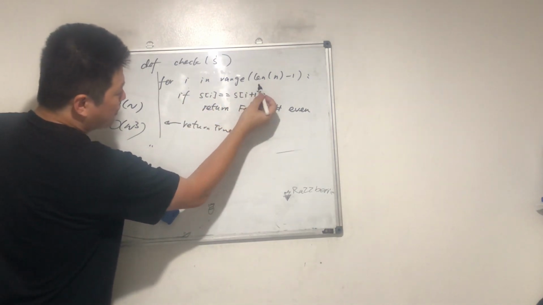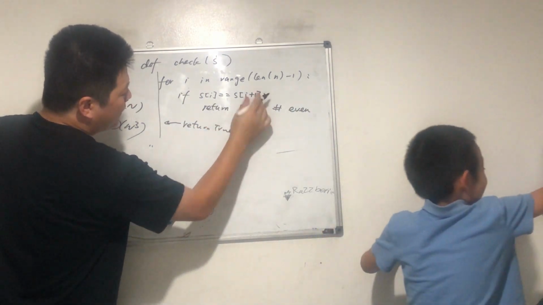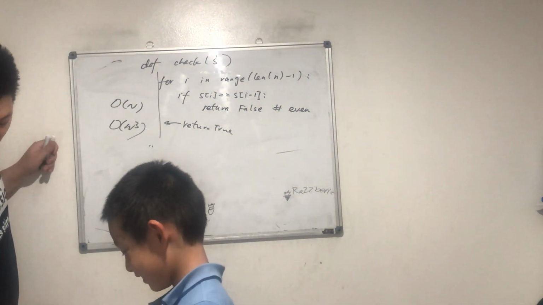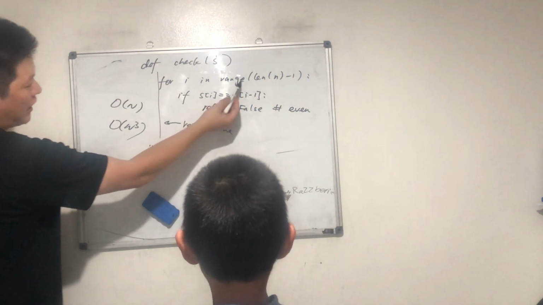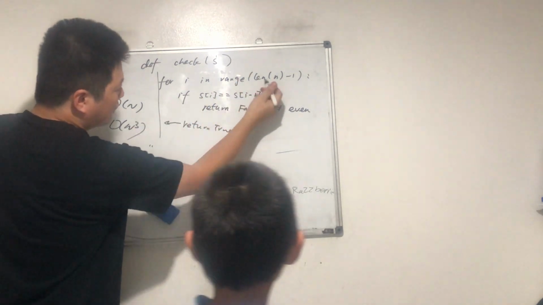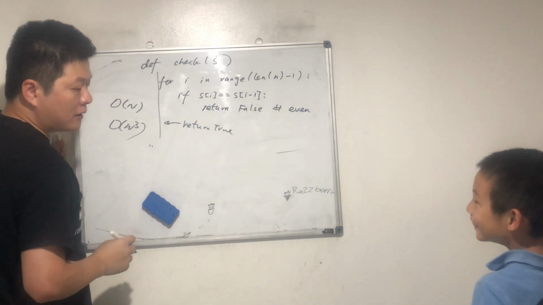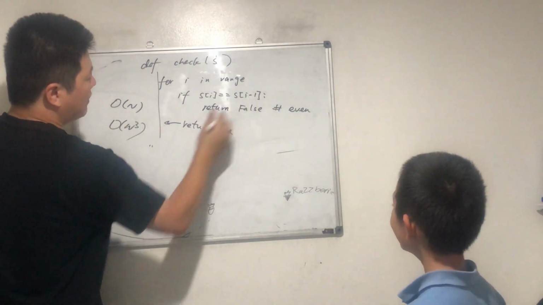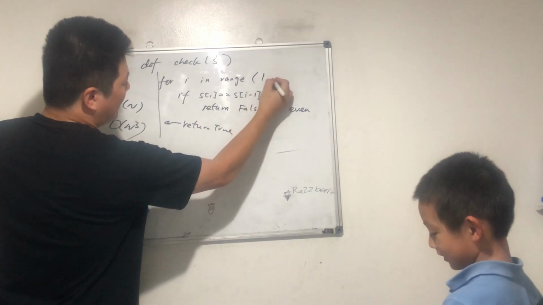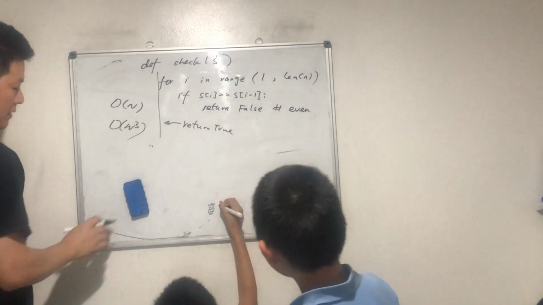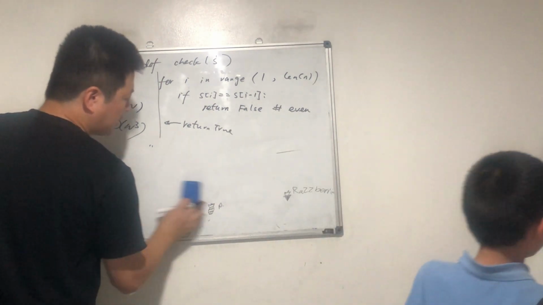For i in range up to s i, if I want to change this to s minus 1, what should I do? If I need to check the previous one, what should I change here? We change it here to start with 1, right? Up to length n, right? Okay. Can you focus?